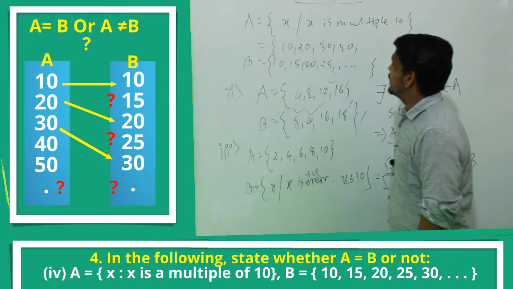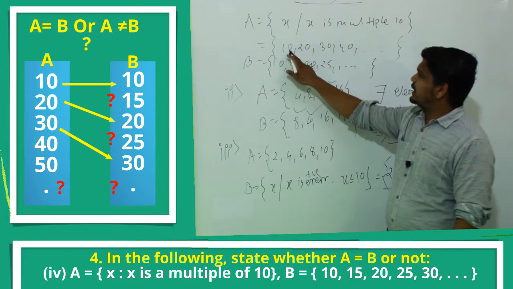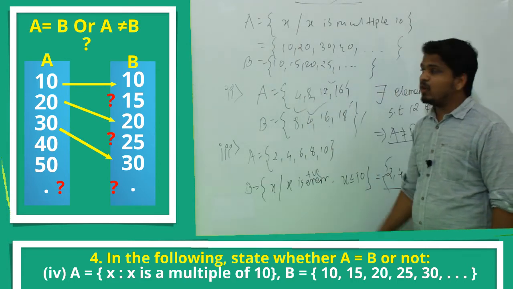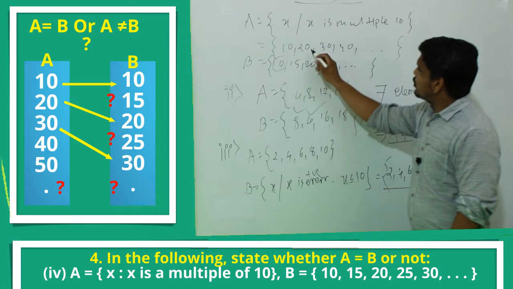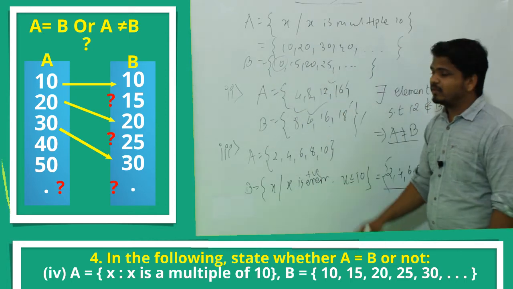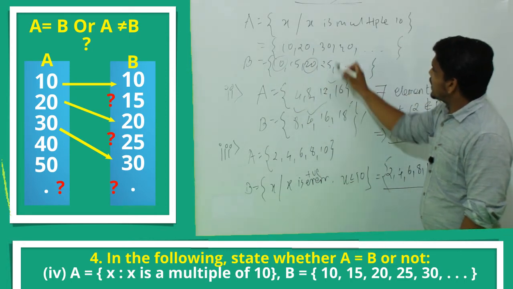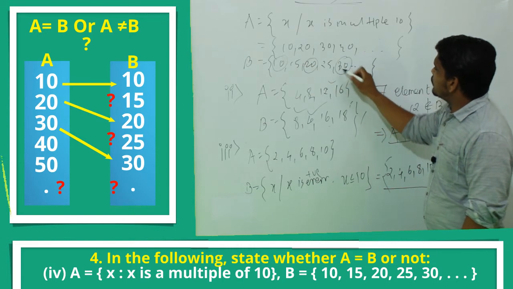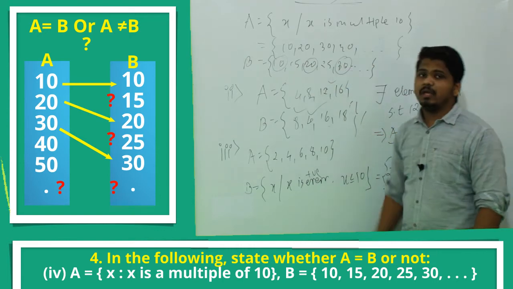Now look at here carefully. You have 10 in A. Check whether 10 is in B or not. Yes, 10 is there. Now 20 is in B. Yes, it is there. What about 30? 30 will be there. Means what? You can have all elements of A in B.